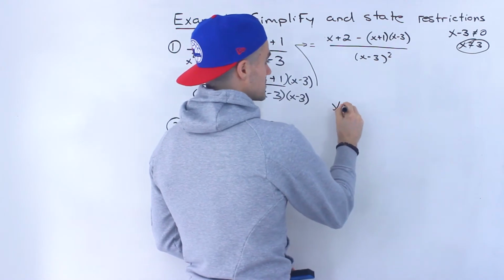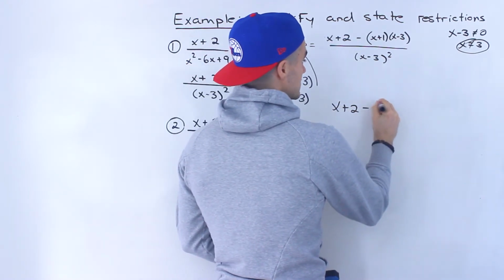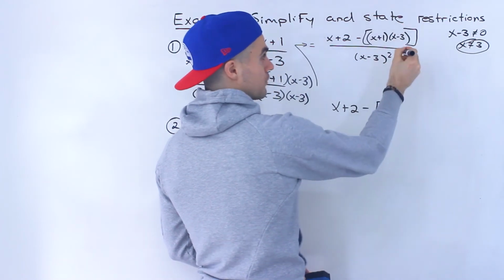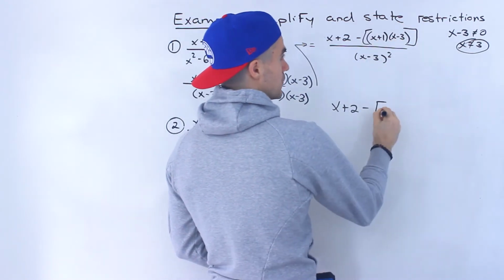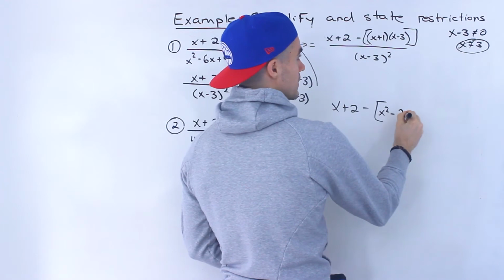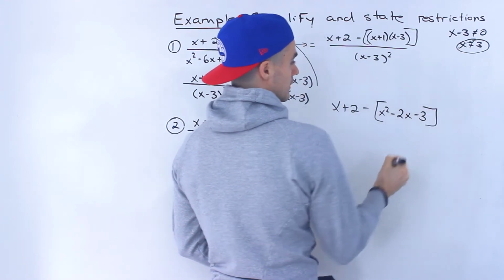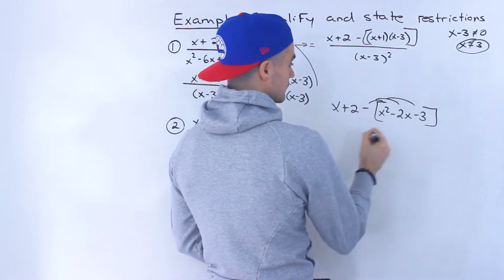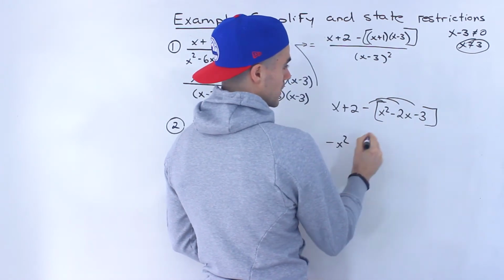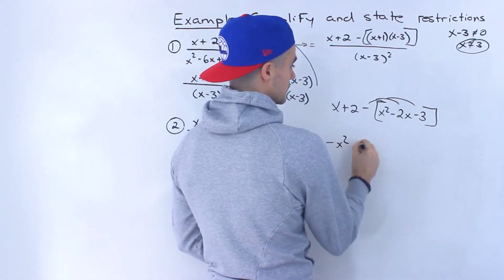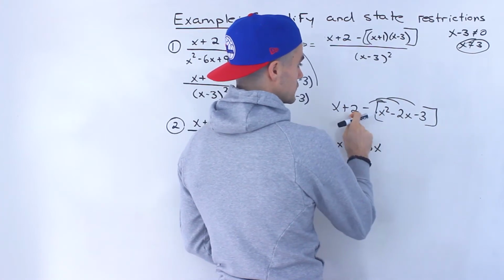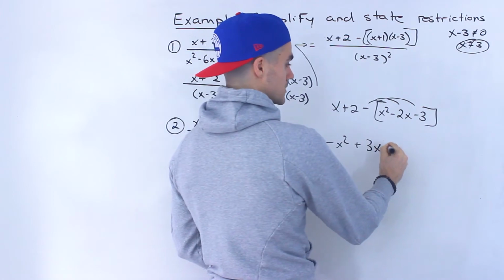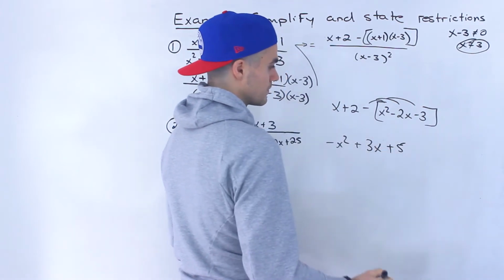So we would have x plus 2 minus, in square brackets, remember, we're going to subtract this whole thing here. So if we FOIL this out, we would end up with x squared minus 2x minus 3, like that. And then to simplify this, you want to distribute that negative inside the bracket. So you'd have negative x squared, then you'd have 2x plus x, which would give us 3x. And then we'd have 2 minus negative 3, which would be like 2 plus 3, which would give us positive 5.